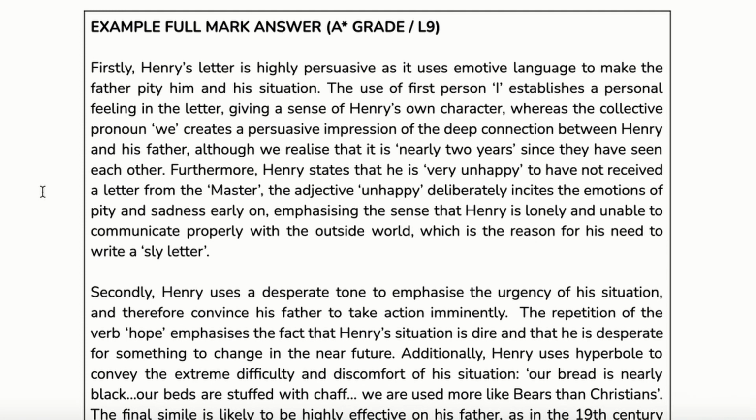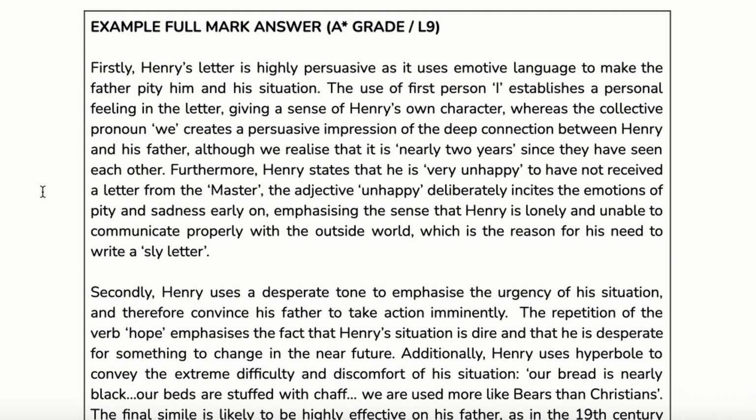Firstly, Henry's letter is highly persuasive as it uses emotive language to make the father pity him in his situation. The use of first person I establishes a personal feeling in the letter, giving a sense of Henry's own character, whereas the collective pronoun we creates a persuasive impression of the deep connection between Henry and his father, although we realize that it is nearly 2 years since they have seen each other.